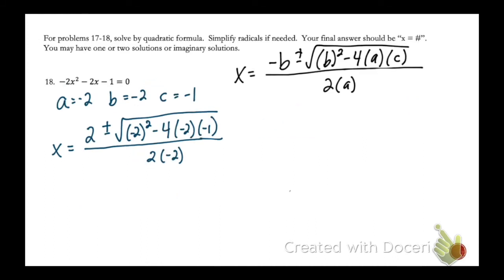For the next problem, I've already plugged in my a, b, and c into the formula, and I'm going to simplify what's inside the radical first. So I get 2 plus or minus the square root of 4i all over -4. Excuse me, I said 4i because I'm a step ahead. I got 2 plus or minus the square root of -4 over -4. So now I can simplify the square root of -4 to become 2i.